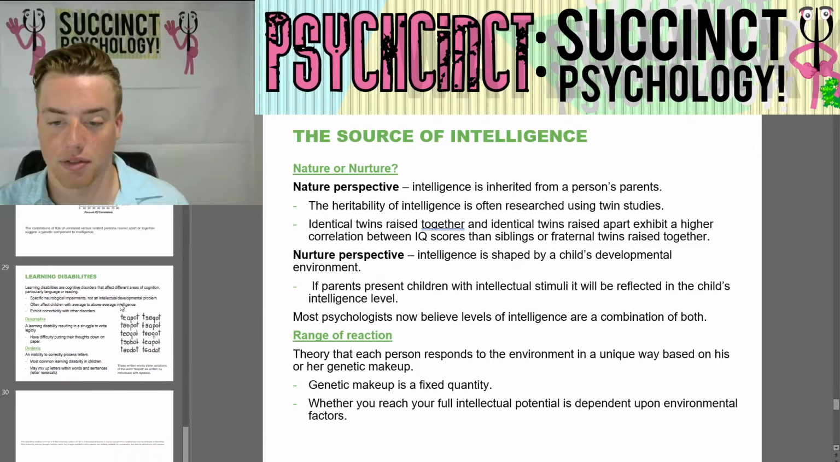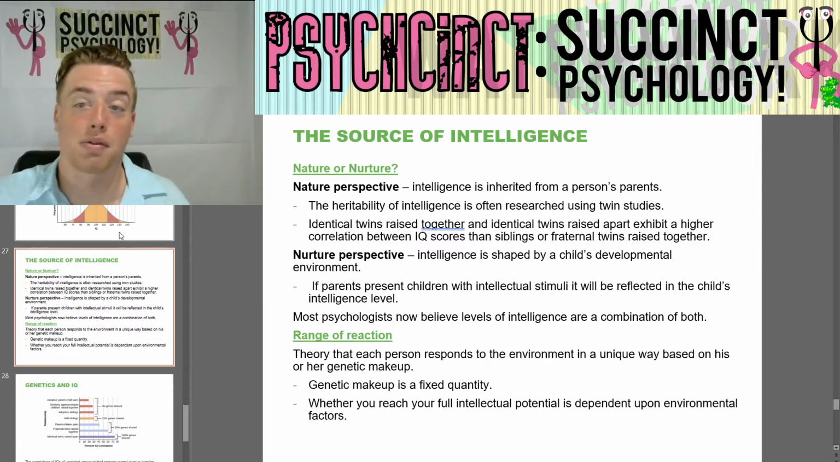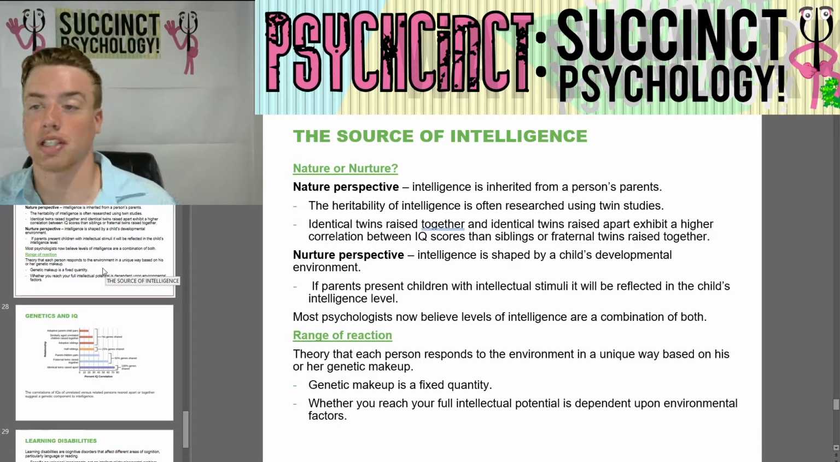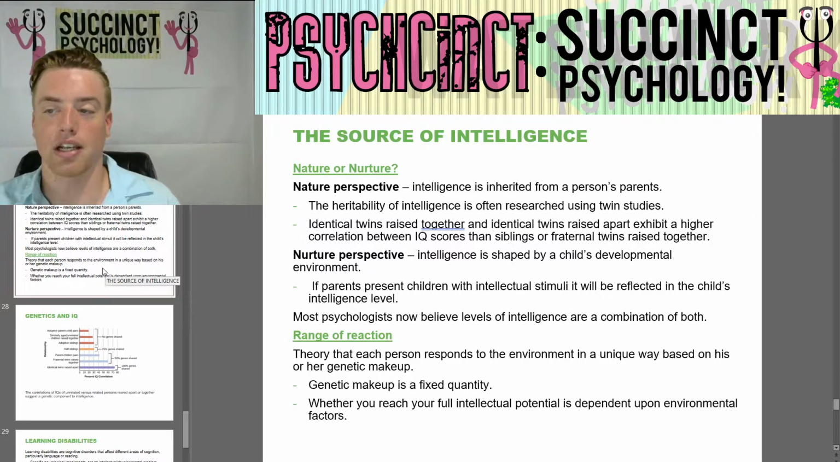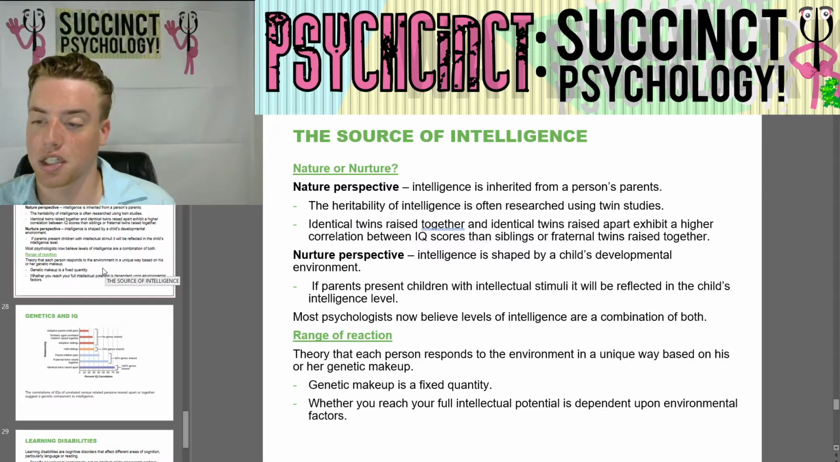So next, we only have a few more slides, guys. Let's power through. Next we have the source of intelligence. So, nature or nurture. The nature perspective is that intelligence is inherited from a person's parents. The heritability of intelligence is often researched using twin studies. Identical twins raised together and identical twins raised apart exhibit a higher correlation between IQ scores than siblings or fraternal twins raised together. The nurture perspective is that intelligence is shaped by a child's developmental environment. If parents present children with intellectual stimuli, it will be reflected in the child's intelligence level.